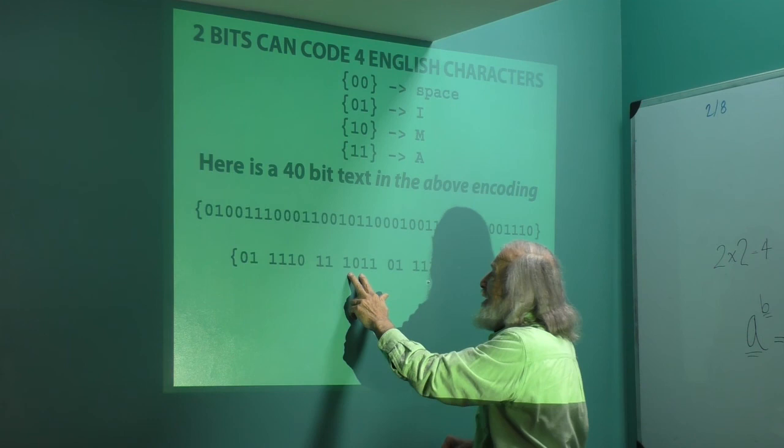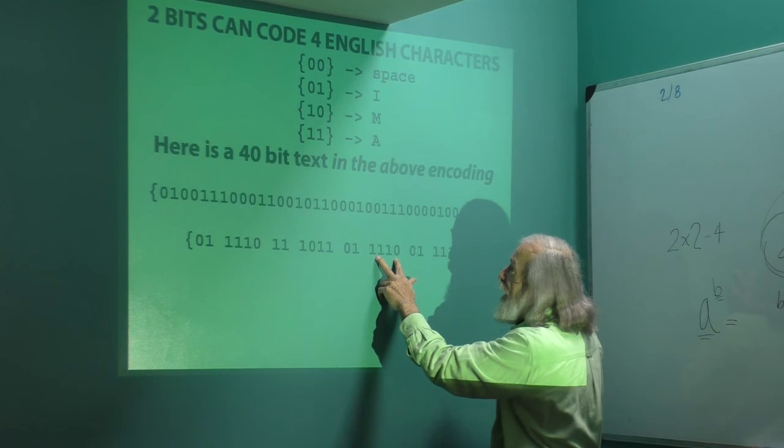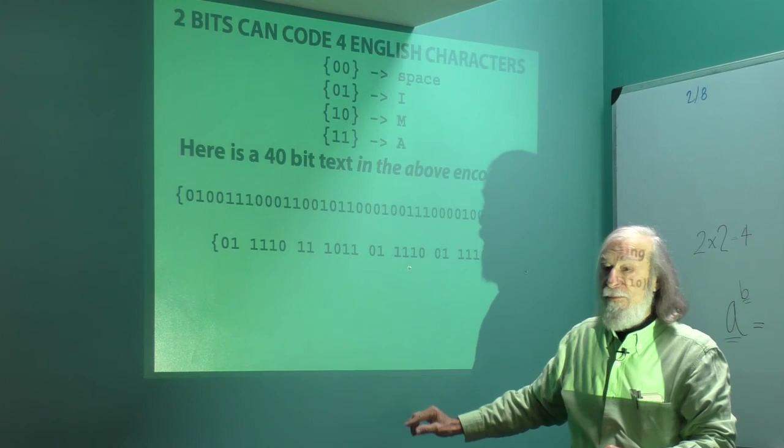And now, this is a tribute to Dr. Seuss. 0-1. What's the 0-1? I. We had am. I am. I am a ma. I am. I am. That's a good Dr. Seuss statement.